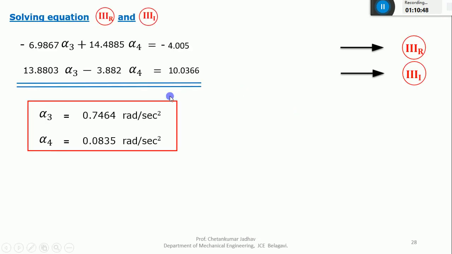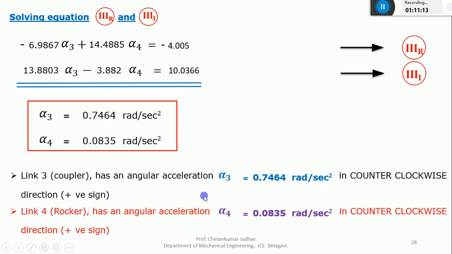After simplifying these two equations with the help of the calculator, I got alpha 3 and alpha 4 as 0.7464 radian per second square and 0.0835 radian per second square. Since the answers for these two angular accelerations are positive, it means the direction will be counterclockwise. Just go through the sign conventions. If the answer is positive, the direction will be counterclockwise. You can see it. Since the answer is positive, the direction is counterclockwise. Here also you got positive. The direction is counterclockwise. Okay.